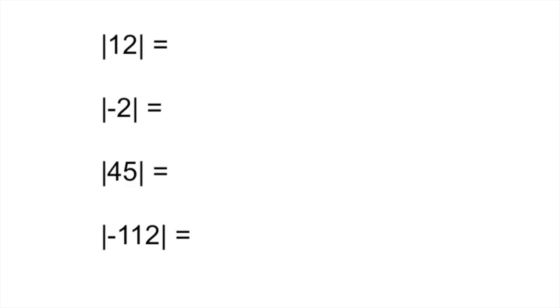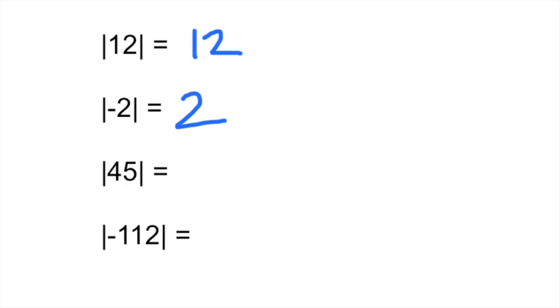Now, absolute value has an abbreviation, so we don't have to write out those words all the time. Absolute value uses 2 bars. And so we would read this as the absolute value of 12. The distance of 12 from 0 is 12. The absolute value of negative 2, well, how far is negative 2 from 0? That's going to be 2 units.